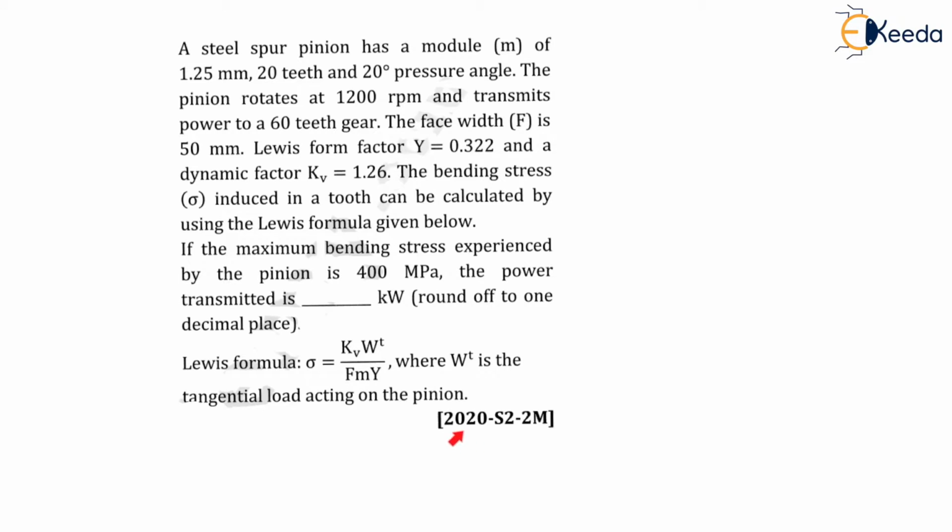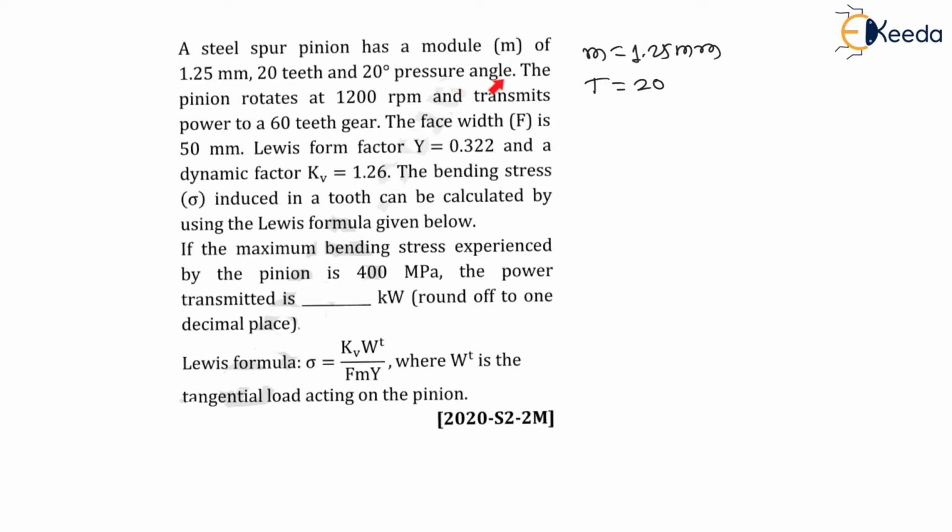The very first question we are going to see was asked in GATE 2020 in set 2 for 2 marks. The question is on spur gear. A steel spur pinion has a module M of 1.25 mm. Here module is given for the pinion, 1.25 mm. Then 20 teeth. Here the number of teeth is given. Therefore T is equal to 20 teeth, right?